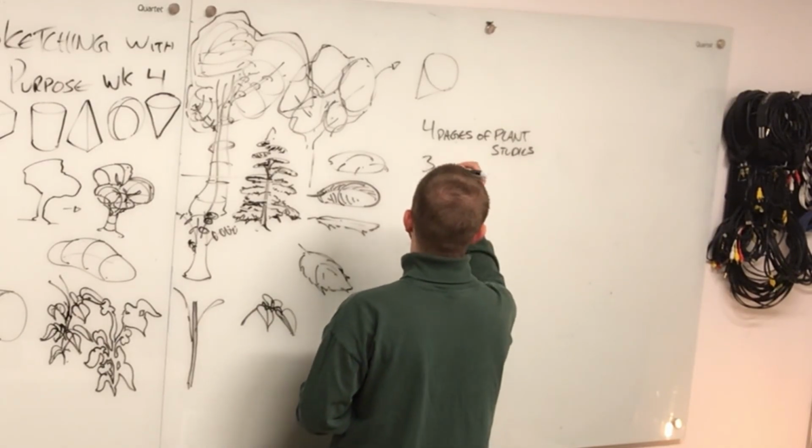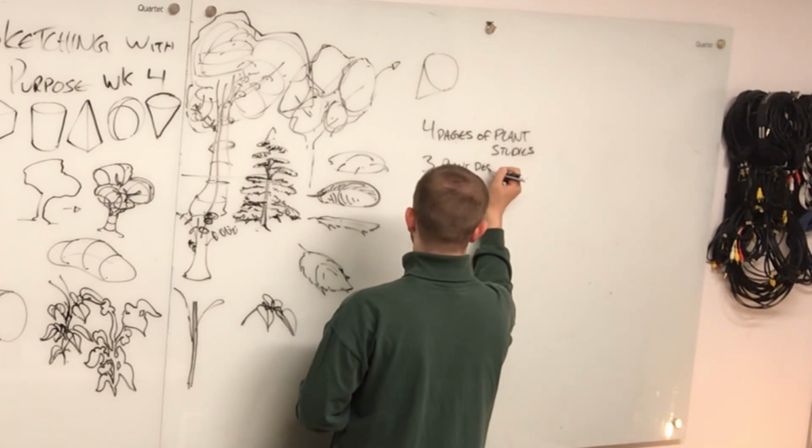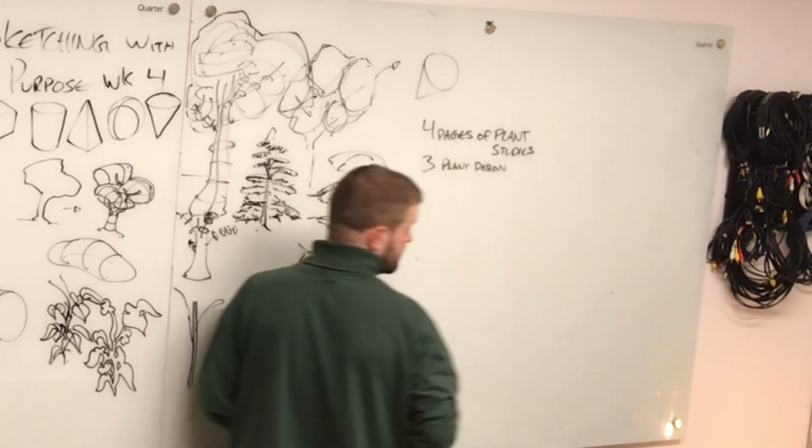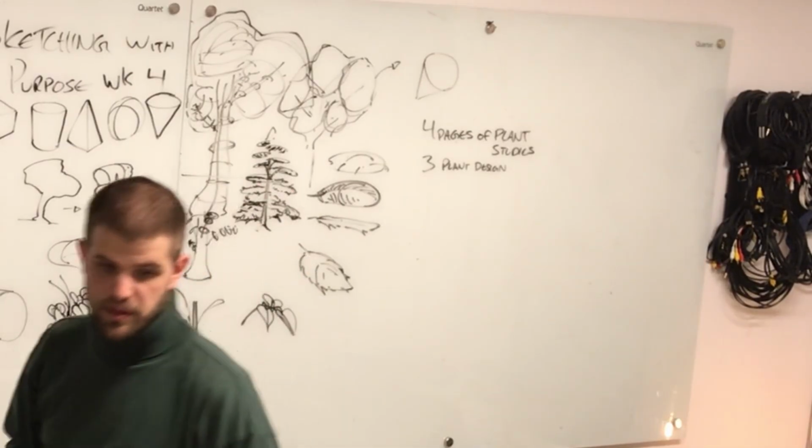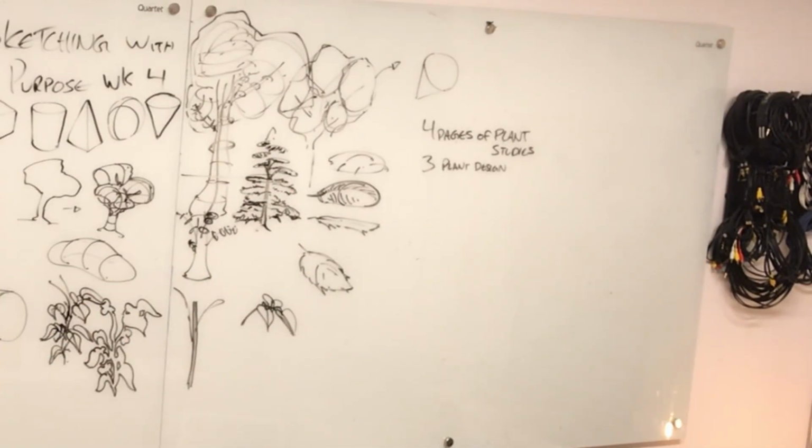And then 3 plant designs. And you can do whatever you need to. Like your design process is up to you now. I'm not going to mandate how many thumbnails you do. But think about how we designed our containers, how we did the shape design. You're going to start by just doing some thumbnails.